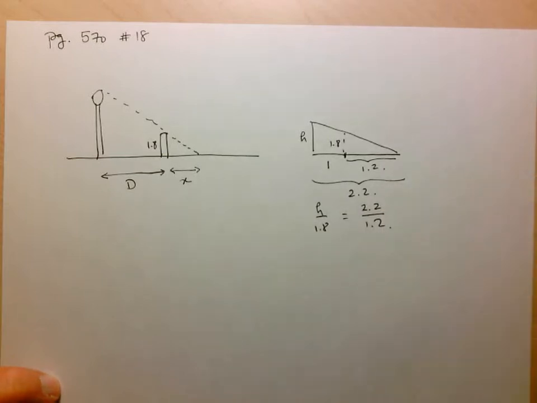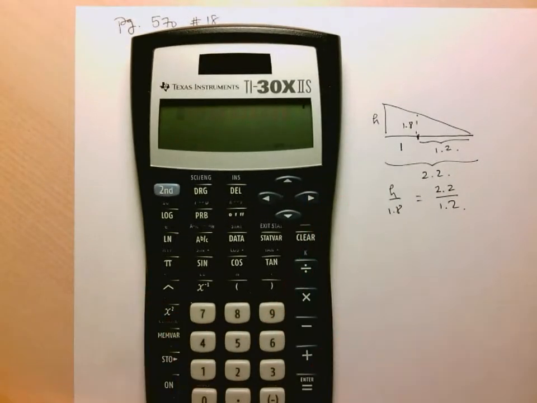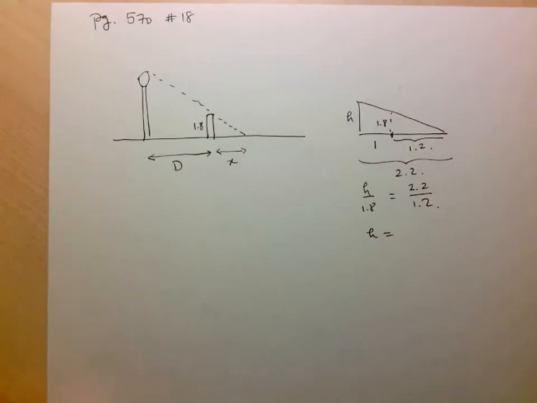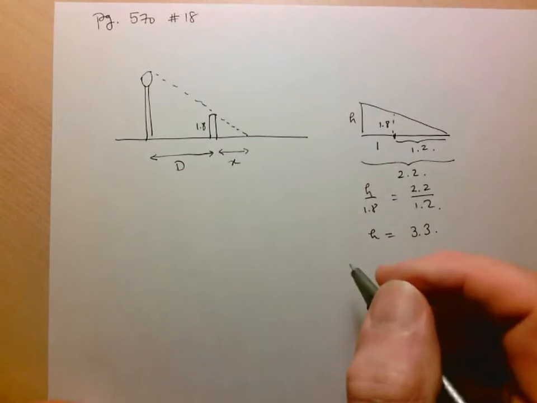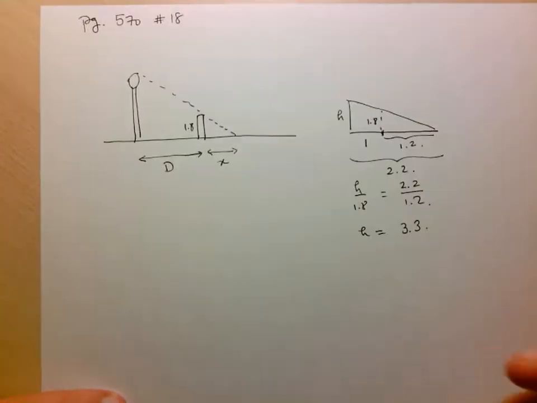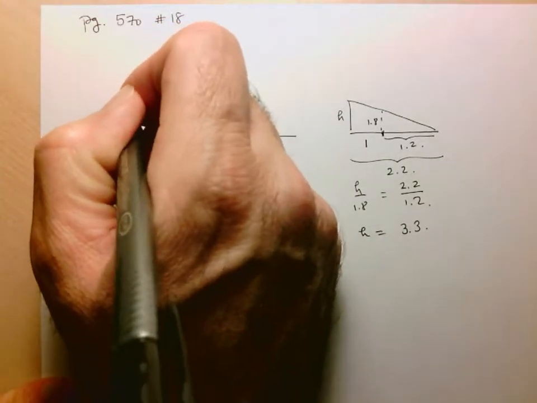So let's just calculate that here. So what do we have? We have h is equal to 2.2 times 1.8 divided by 1.2, which is 3.3. And since the lamppost doesn't change even as these other quantities are changing, the height of the lamppost is always the same. So now here I can put 3.3.